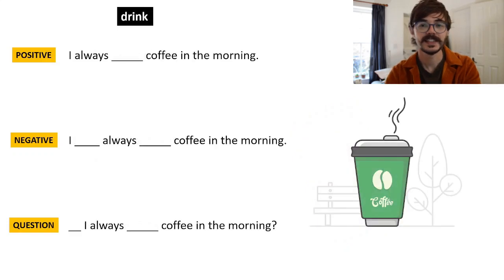There's a positive sentence, a negative sentence, and a question. And I want you to use the verb drink to finish all the sentences. 10 seconds, go.